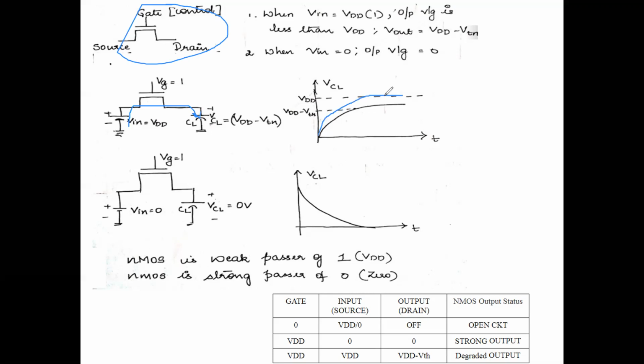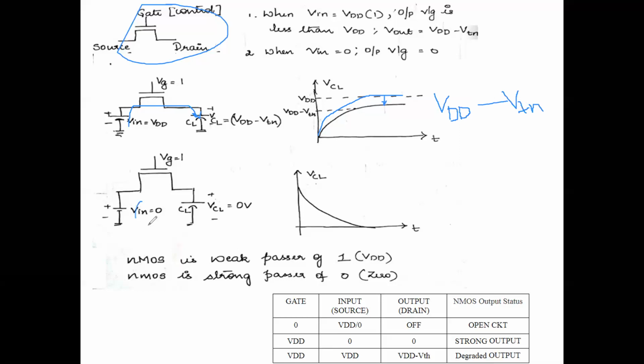But it never reaches VDD. It is less than VDD by a factor VTN. The output voltage is VDD minus VTN, not VDD. VDD is the input voltage. Output is always less than VDD, by a factor of VTN. Suppose the input voltage is 5, and the threshold voltage is somewhere around 0.7, you get around 4.3. It is never 5 volts.